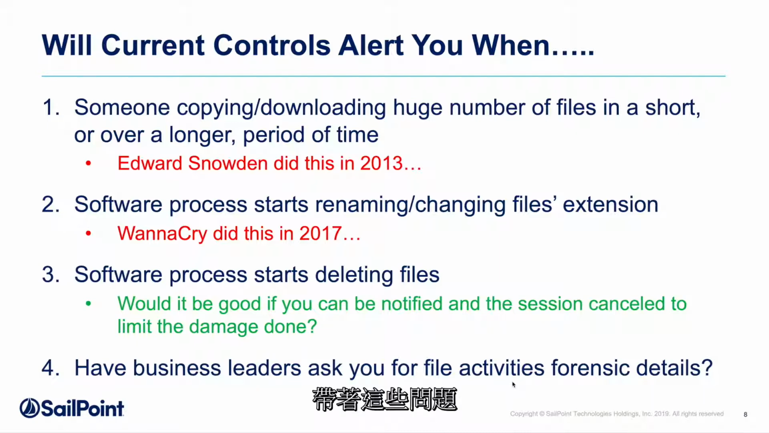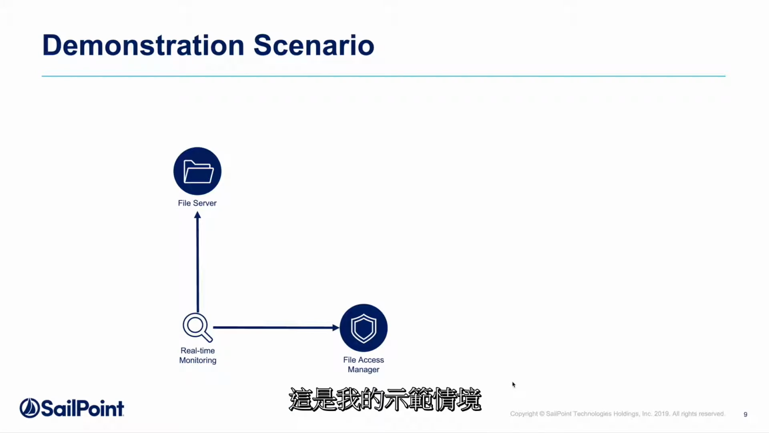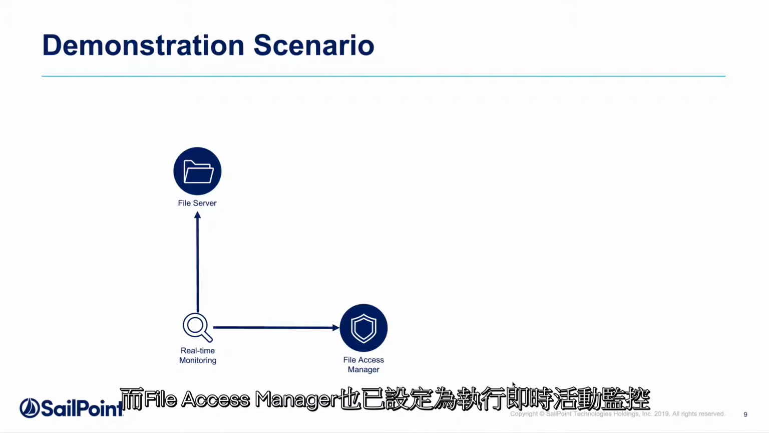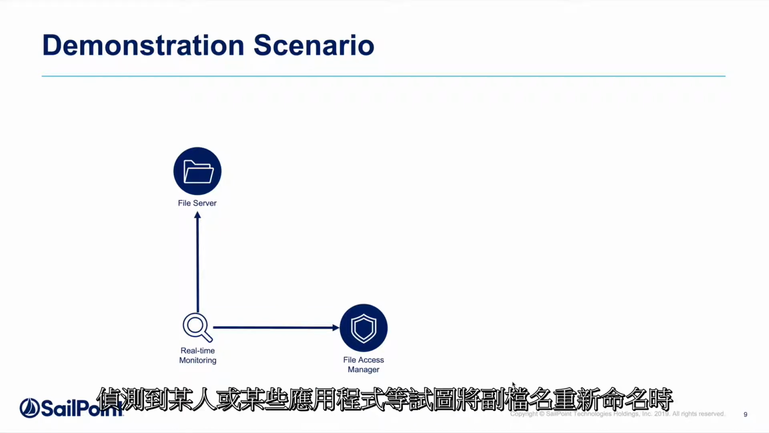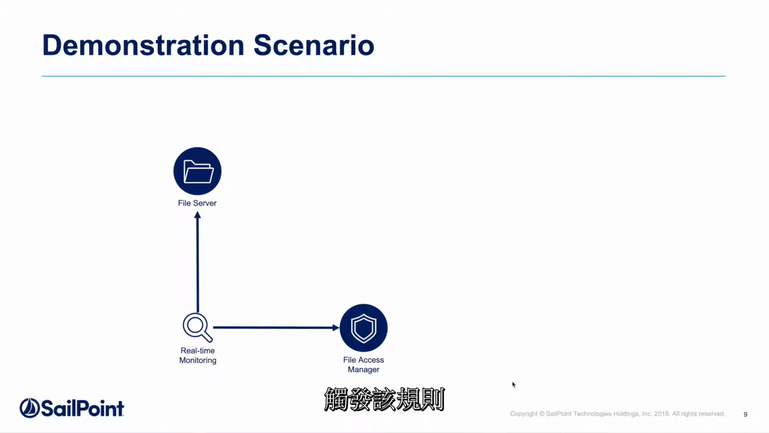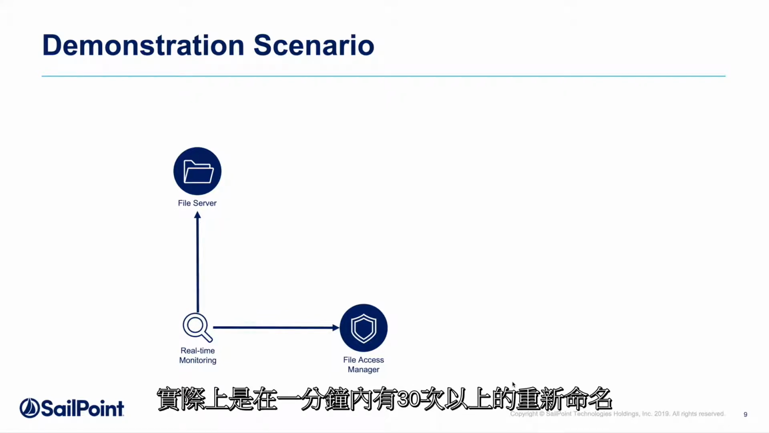So, taking all this into consideration, let's go through a short demo. Here is my demo scenario. First, of course, I have a file server, and File Access Manager is set up to perform real-time activity monitoring. I've also configured a rule that will be fired when it detects someone or something trying to rename the file extension. The threshold that I've configured is more than 30 renames within a minute.